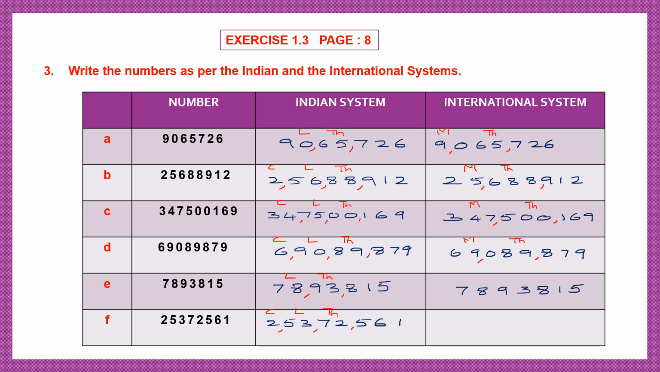Next number is 7893815. 1, 2, 3, comma, 1, 2, 3, comma. So let's place our commas. So after every three digits, so this is 7,893,815. Now let's write this here. So this is 25372561. Place commas after every three digits. 1, 2, 3, comma, 1, 2, 3, comma. 25,372,561. So this is how we write both in the Indian and in the international systems.